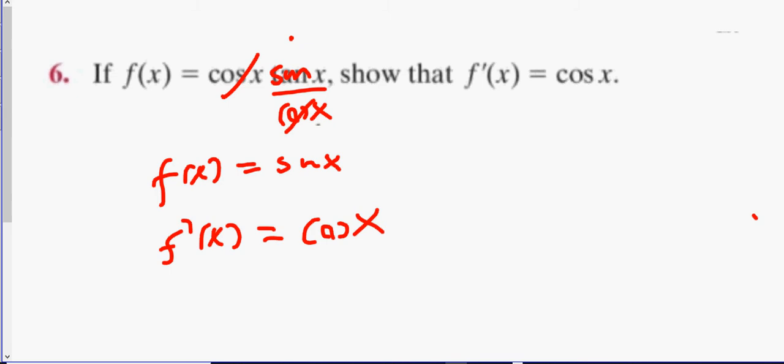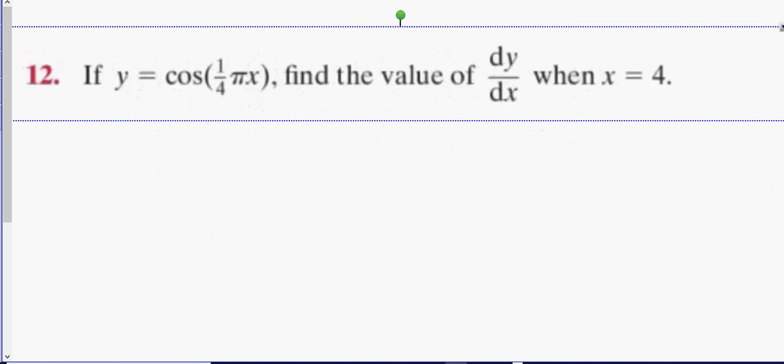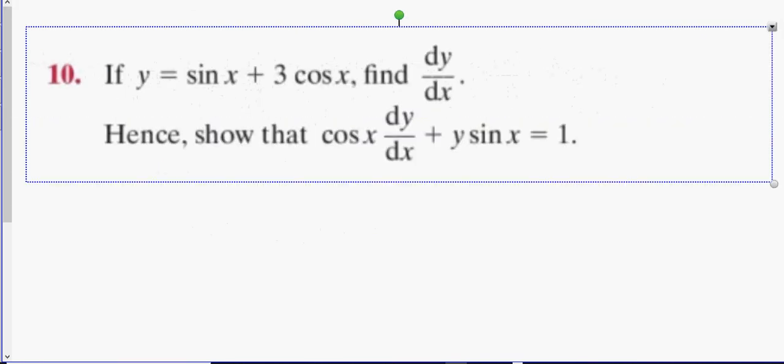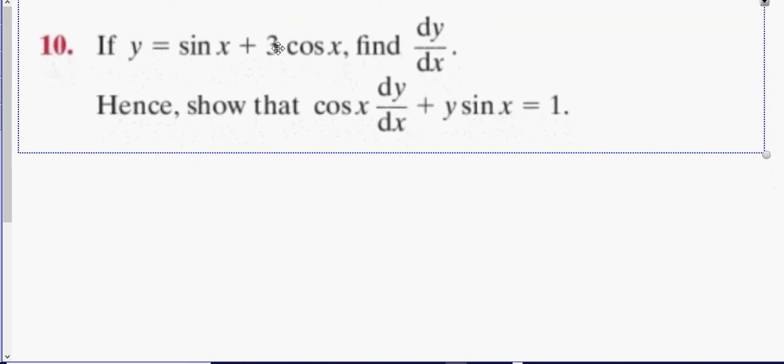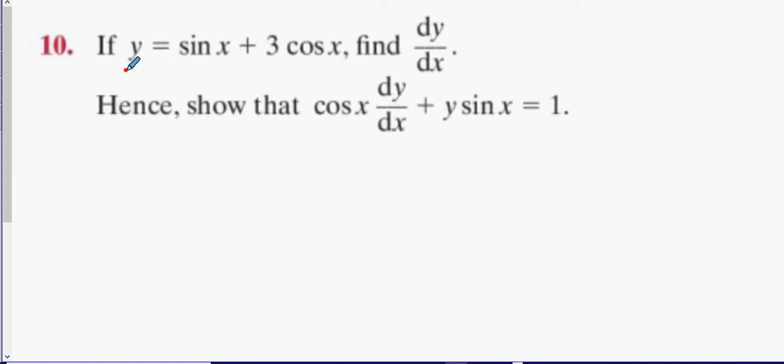Now, alright guys, we go to 10. Alright. Now, just make sure there's no shortcuts to this one. I don't believe there is. Alright. Differentiate.